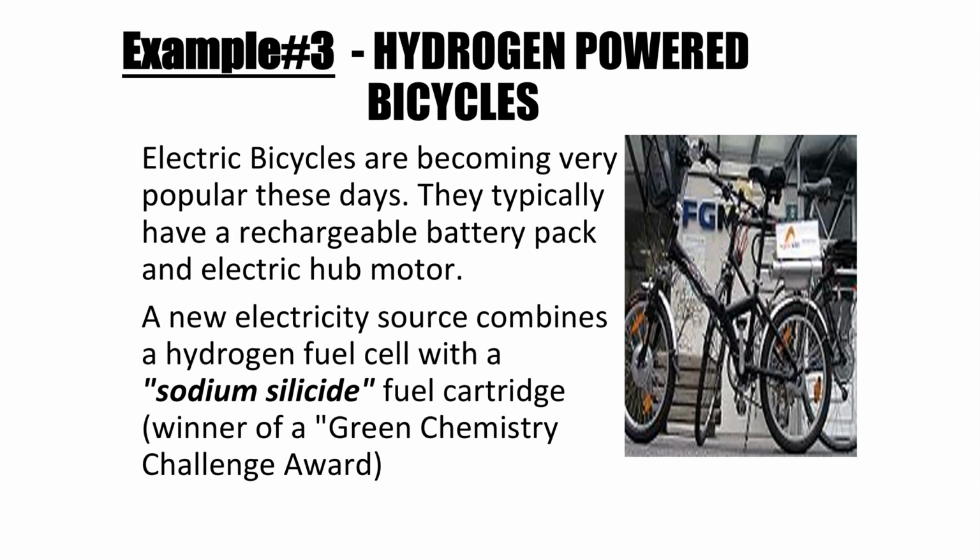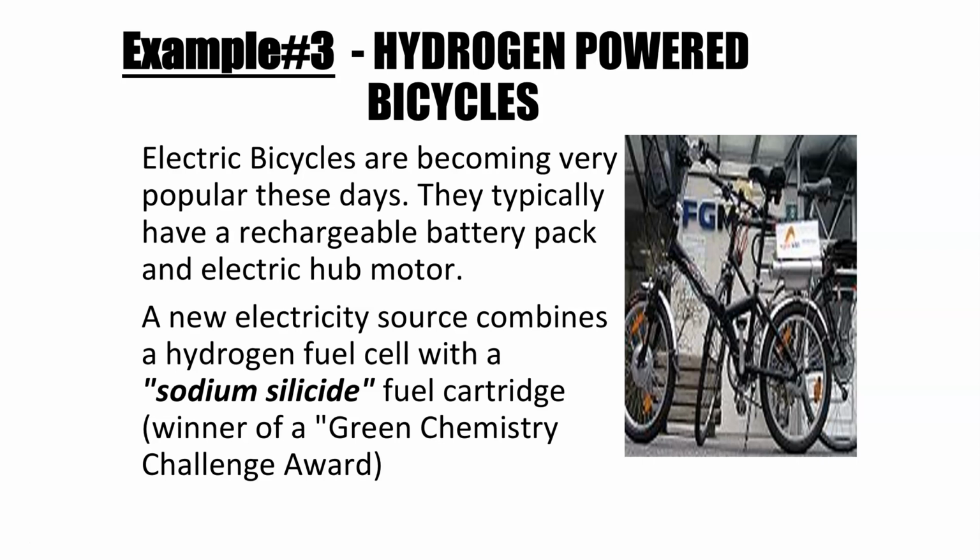Alright, example number 3, hydrogen-powered bicycles. I think these things are actually going to happen, or maybe they already are, just not in mass production. But electric bicycles are becoming very popular these days. They typically have a rechargeable battery pack, an electric hub motor. I have seen electric bicycles, hydrogen-powered, I have not come across.